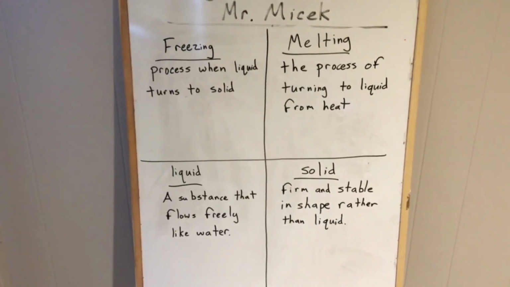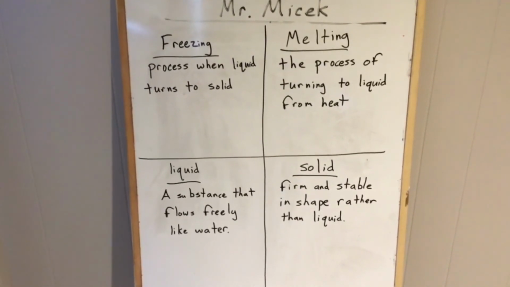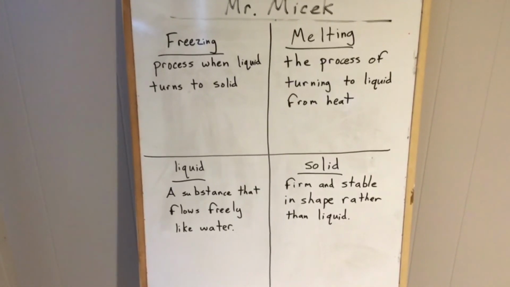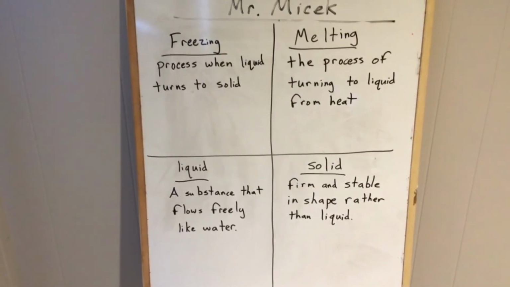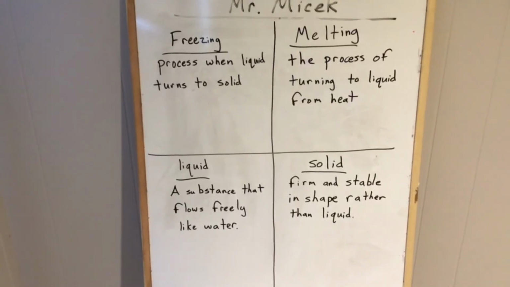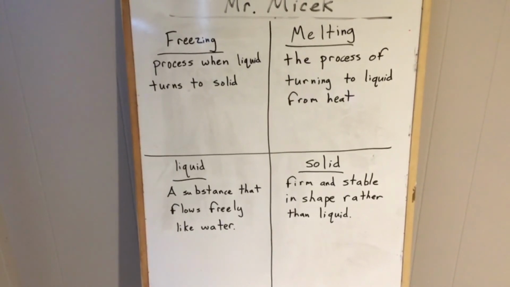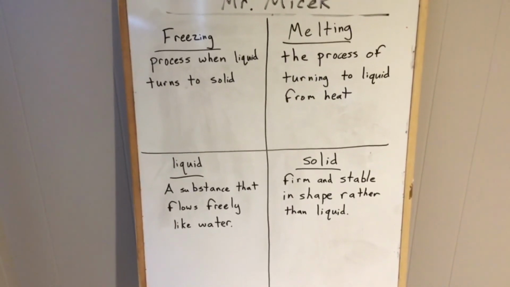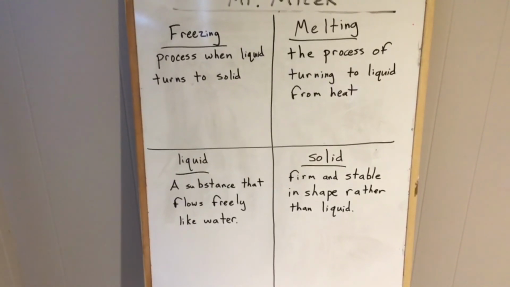The next word is melting, which is the process of turning to liquid from heat. So once ice gets above 32 degrees, it begins to melt and turn into water, and other metals and elements have different melting points.